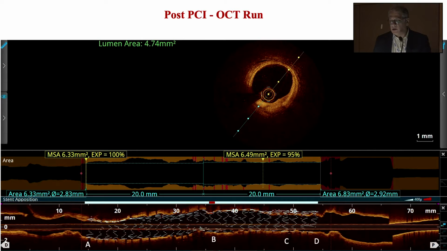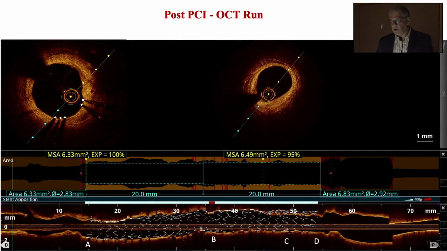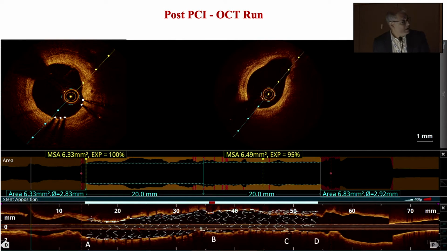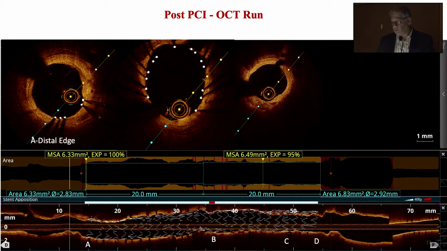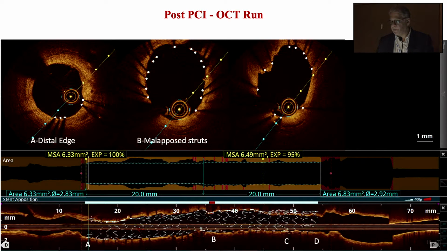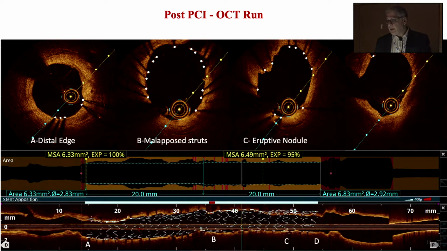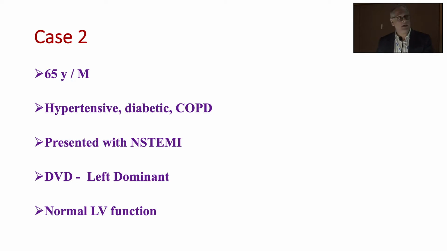And when we did the OCT, the distal edges were very good. The apposition in the mid part wasn't so good, which we tidied up. And even in the region of the nodule, there is good apposition, and the vessel area is very good. So while it may not be a nice round shape, it is certainly well apposed with achievement of a good luminal area. And the proximal edge is good as well.